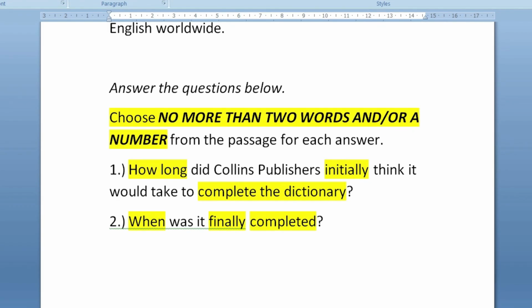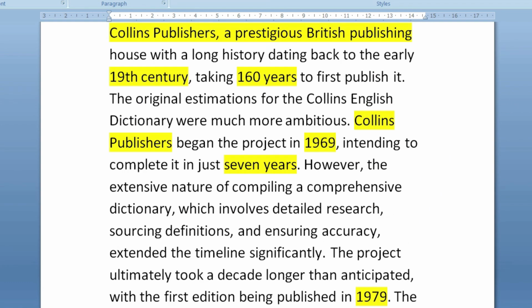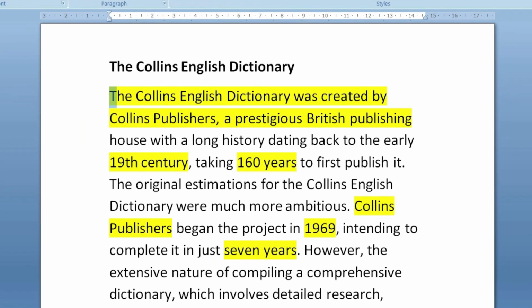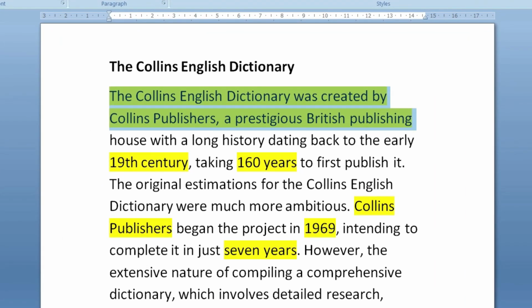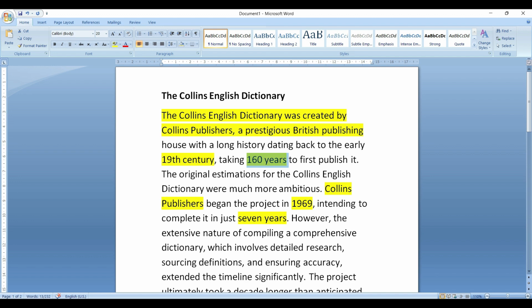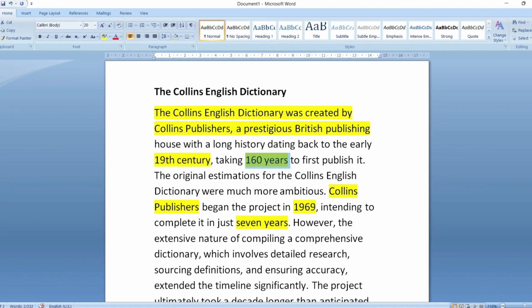So let's go back to our text to find the answer to the first question. How long did Collins Publishers initially think it would take to complete the dictionary? From what I remember from the first 2 lines, it didn't have any information about that. But because this task follows the order of the text, I will continue reading a little bit fast. Publishing house with a long history dating back to the early 19th century, okay. Taking 160 years to first publish it. All right. How long did it take? Initially, it doesn't talk about the initial plan yet. So here we go, moving on.